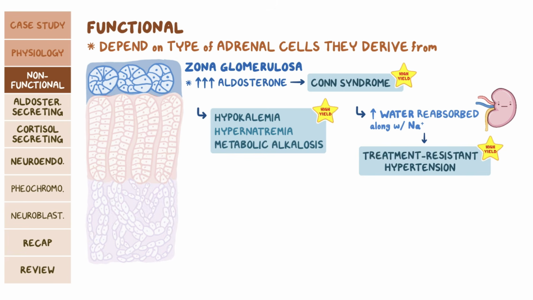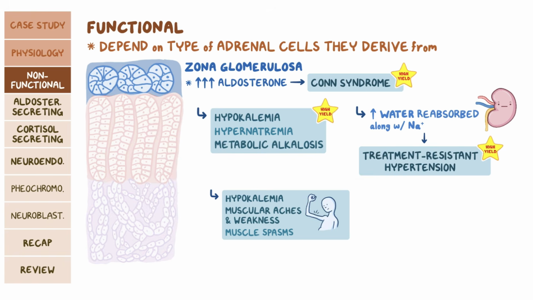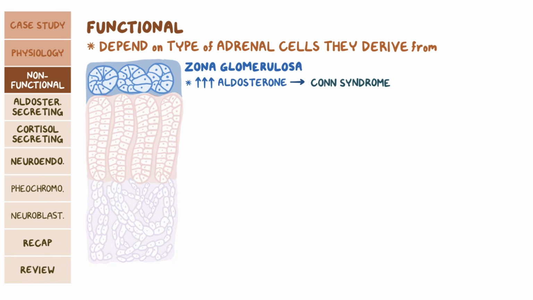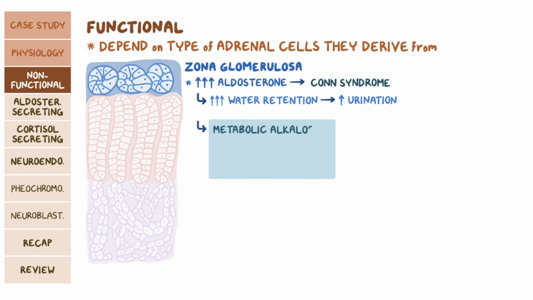Now, it might be helpful to know that because hyperaldosteronism also causes potassium loss, the affected individuals might come in with symptoms of hypokalemia, muscular aches and weakness, muscle spasms, numbness, and heart palpitations. Excessive water retention can also lead to increased urination, while metabolic alkalosis is usually associated with nausea, vomiting, and abdominal pain.